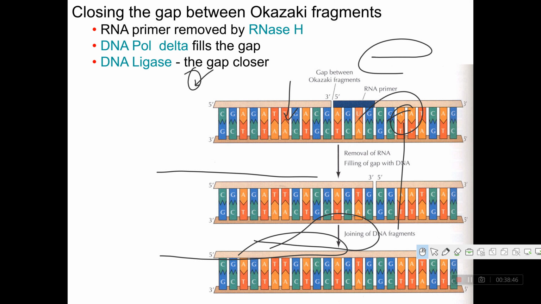Closing the gap between Okazaki fragments. Which enzyme closes the gap? That is DNA ligase. DNA ligase closes the gap. In prokaryotes, DNA polymerase 2 comes and repairs the Okazaki fragment. In eukaryotes, delta will fill the gap. This is the delta. RNase H comes and removes the RNA primer, and DNA pol delta fills the gap. DNA ligase is the gap closer, right?